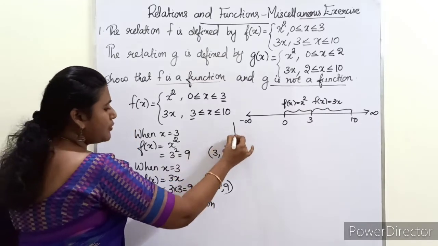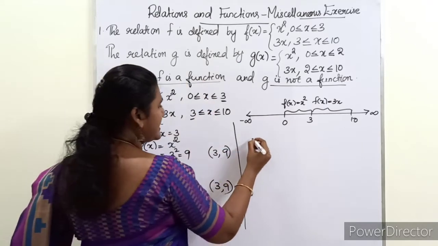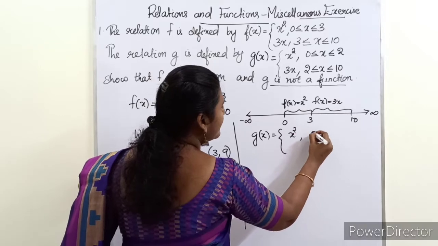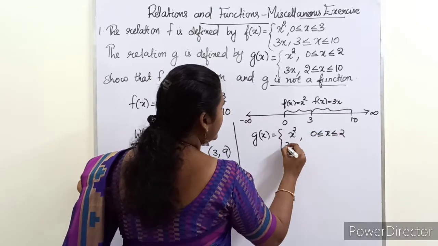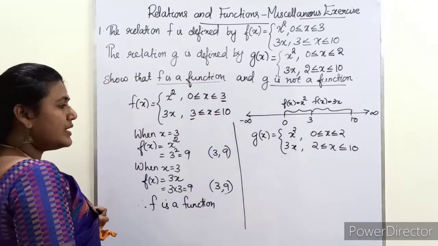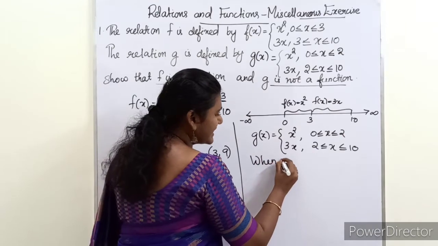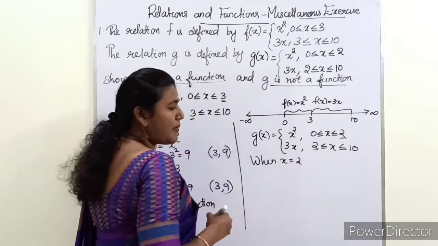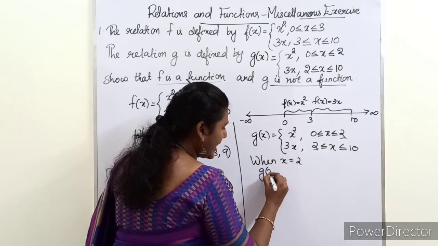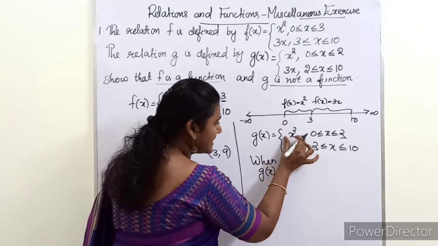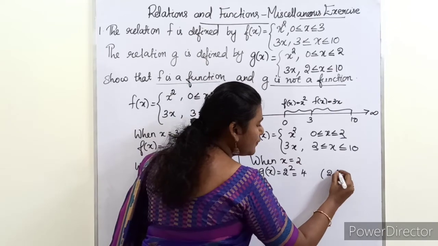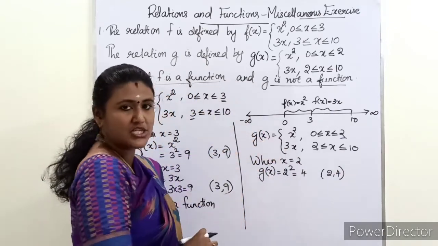Now we will move to the second relation, that is g. g of x is defined as x square in the interval 0 to 2, and 3x where 2 less than or equal to x less than or equal to 10. Here we will take the value of x as 2, because 2 is the common element in both intervals. When x is equal to 2, we are going to find the value of g of x. In the first case, 2 square is 4, so we are getting the ordered pair (2, 4), which is an element of the relation g.